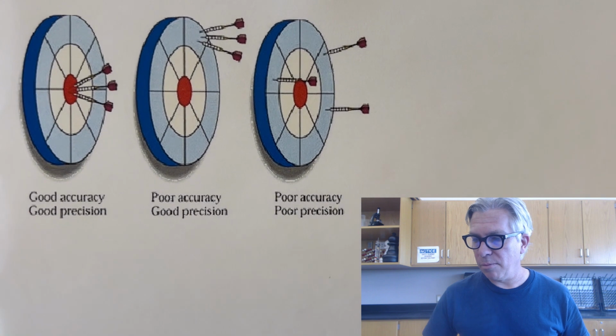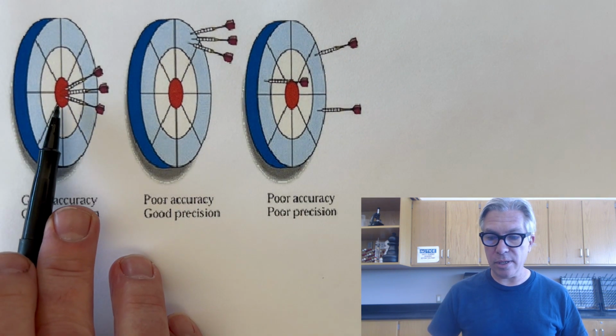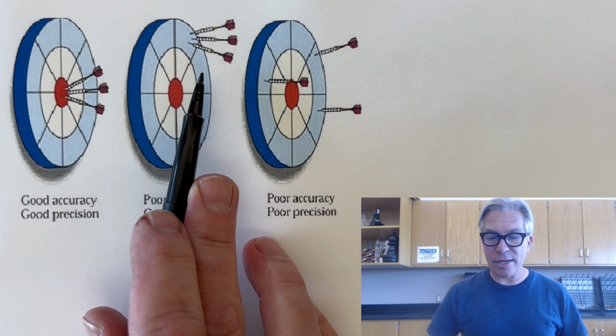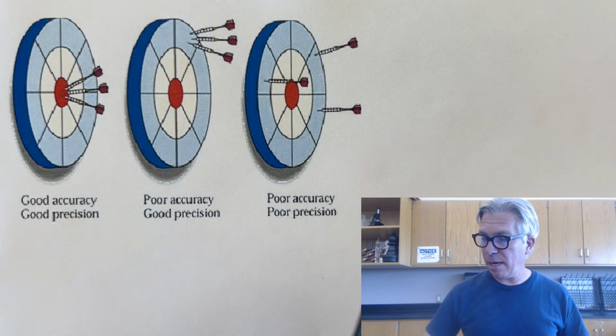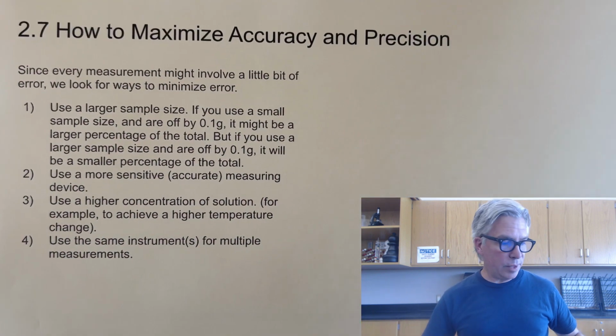Here's a little dartboard analogy. You might have seen something like this. Accuracy and precision both good. Here it's precision with no accuracy, and just bad accuracy and bad precision, and you can decide for yourself which dart player you are. Okay, so how do we deal with this?